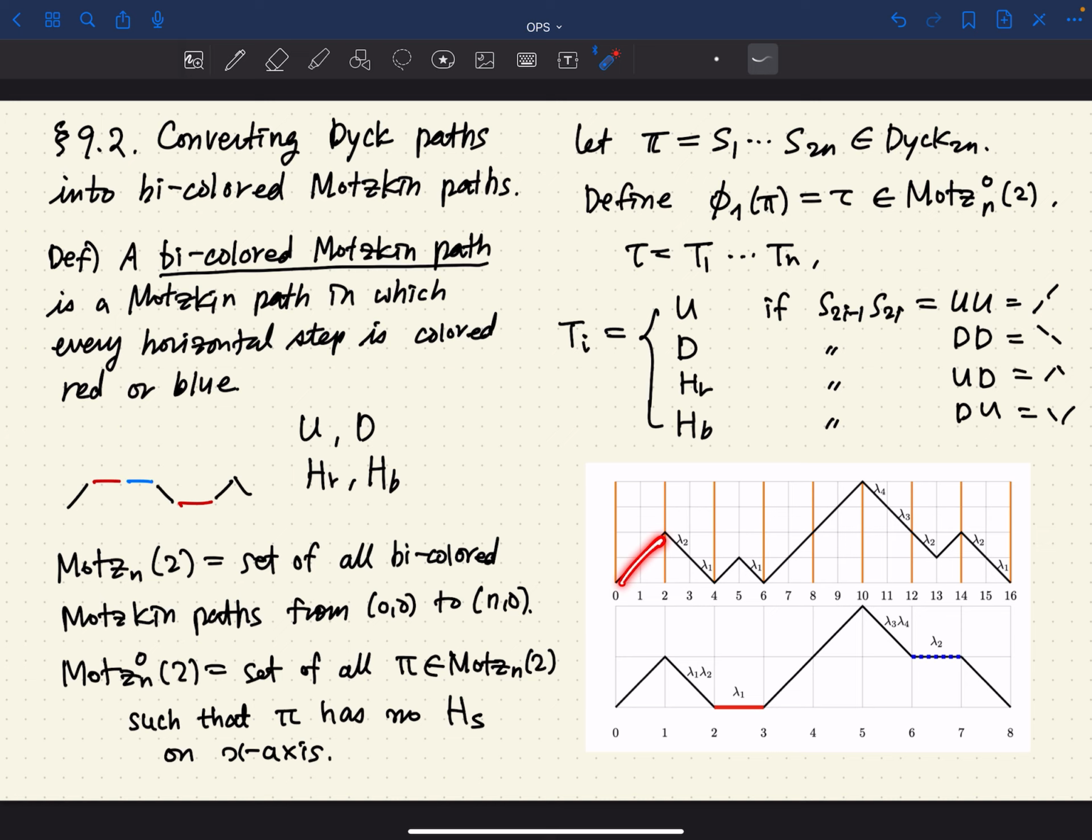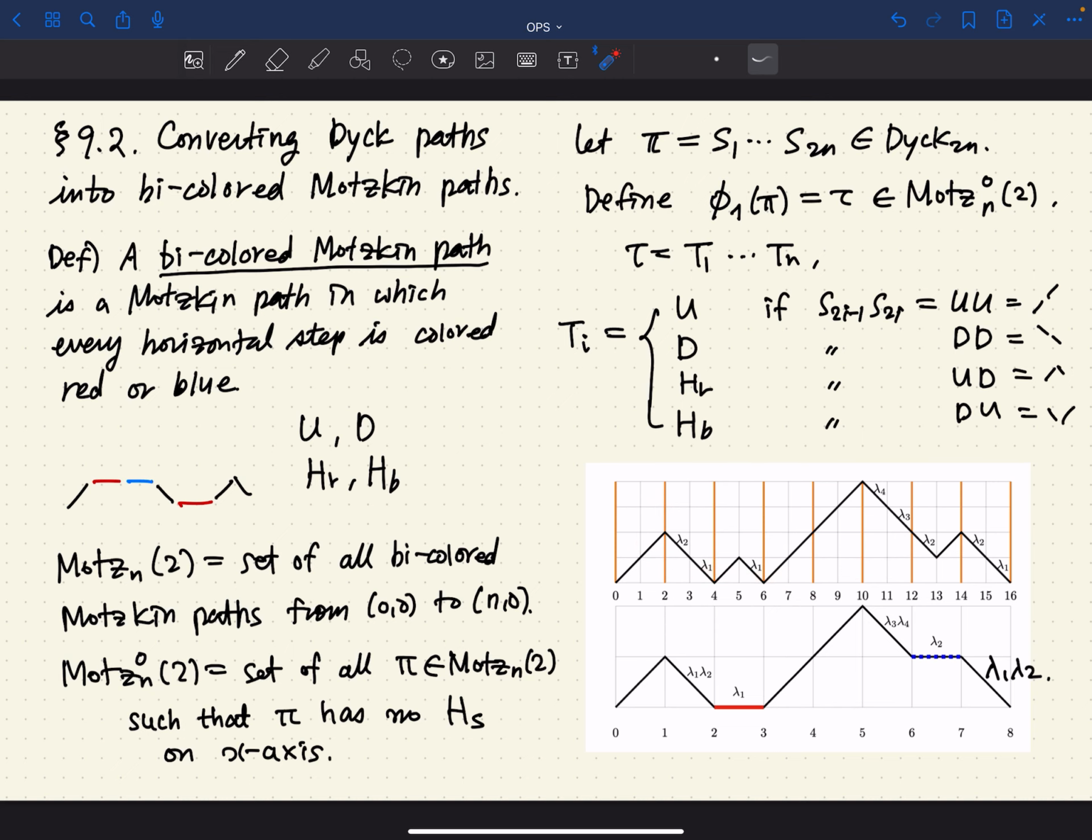So 2 steps become a 1 step. So this is 1 up and down, down. So it's down. Up, down becomes up, up, up. So up, up, up, up, down, down, down, down, up. Horizontal, but blue horizontal. And down, down becomes down. So here I think this should be lambda 1, lambda 1, lambda 2. So this becomes this. This is clearly a bijection.